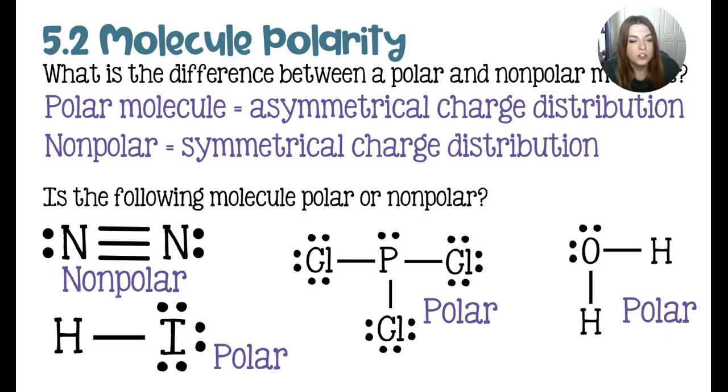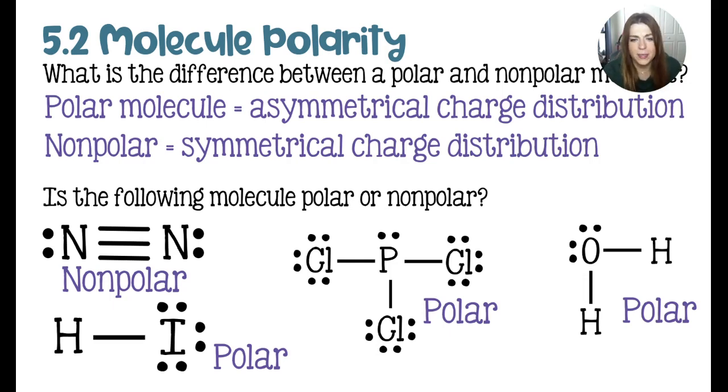Then we have hydrogen bonded to iodine in hydroiodic acid. And you need to remember that iodine has 53 electrons in its electron cloud, and hydrogen only has 1, and iodine is trying to take that 1 electron. So iodine is very negative compared to the hydrogen, making that a polar molecule.